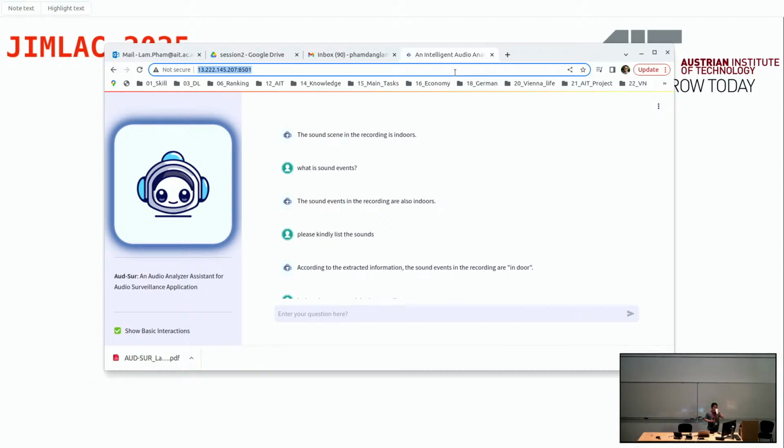One of your slides showed you use the LLM Llama 8B. How many languages does it currently support? It depends on the language. You mean the human speech inside the audio recording? It depends on the Whisper model. I use the Whisper model to translate speech to text, and the Whisper model supports a lot of languages.